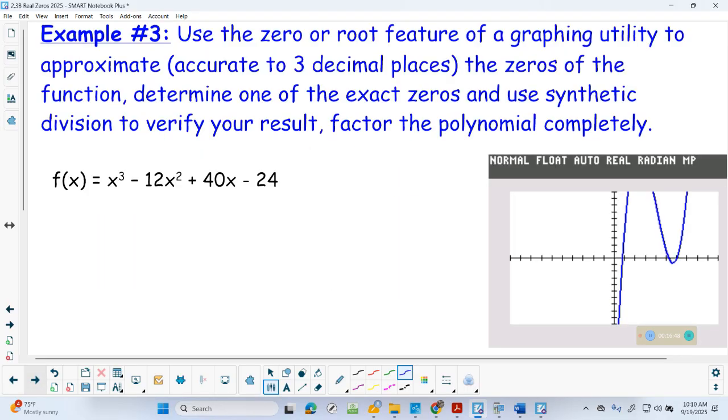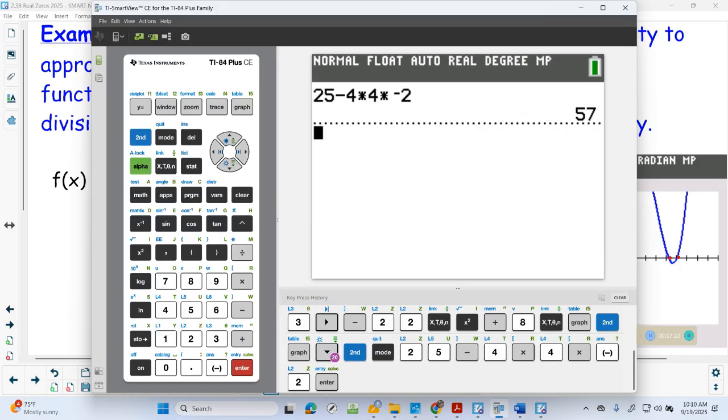All right, let's look at this guy. Use the 0 or root feature of your calculator. Okay, all right. 3 decimals of the zeros, determine one of the exact, use synthetic division, factor the polynomial. So you can see, of course, I graphed it for you already, but we're going to have to punch it in because I got to use that 0 root feature. So third degree, 3 answers. So I see 1, 2, 3. It looks like we have a nice answer maybe here at the far end, but it does want those decimal answers too. So we do have to punch this in and let our calculator do that work for us. So here we go again. Come on, calculator. That's cute.